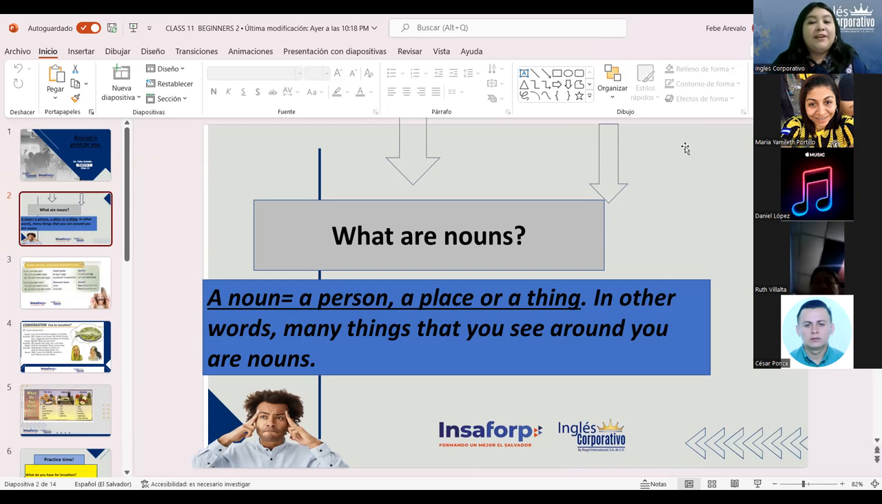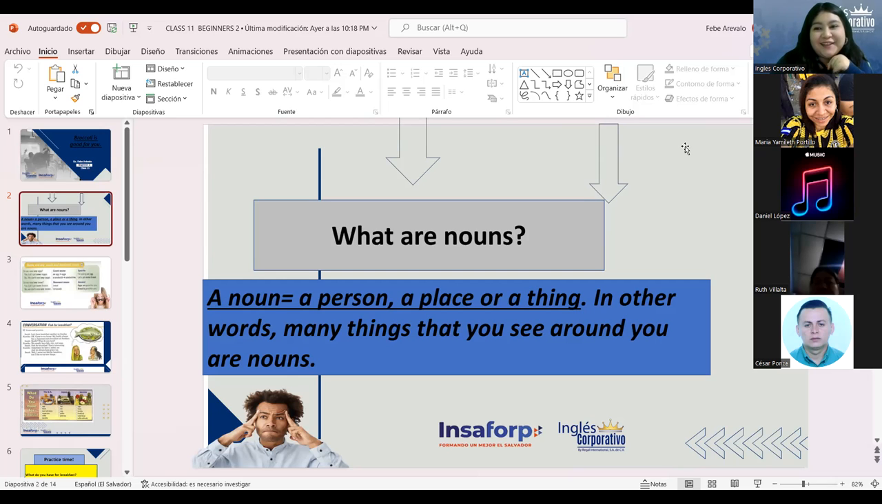Let me hear you, Daniel Lopez. Can you read the information? Recuerden que el símbolo igual no se dice igual, es equals, all right? Equals. It's different. Let's go, Danny. Okay, what are nouns? A noun equals a person, a place, or a thing. In other words, many things that you see around you are nouns.